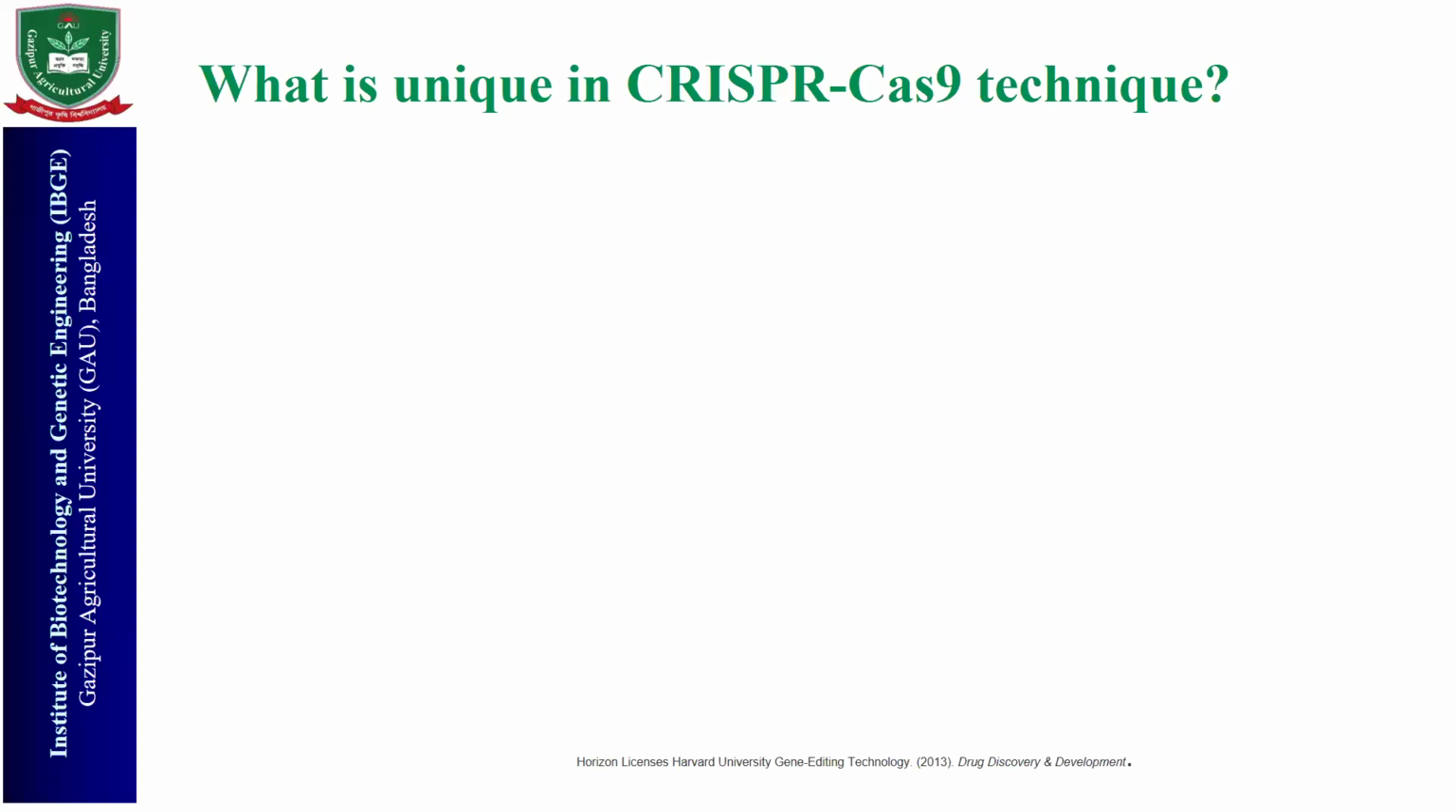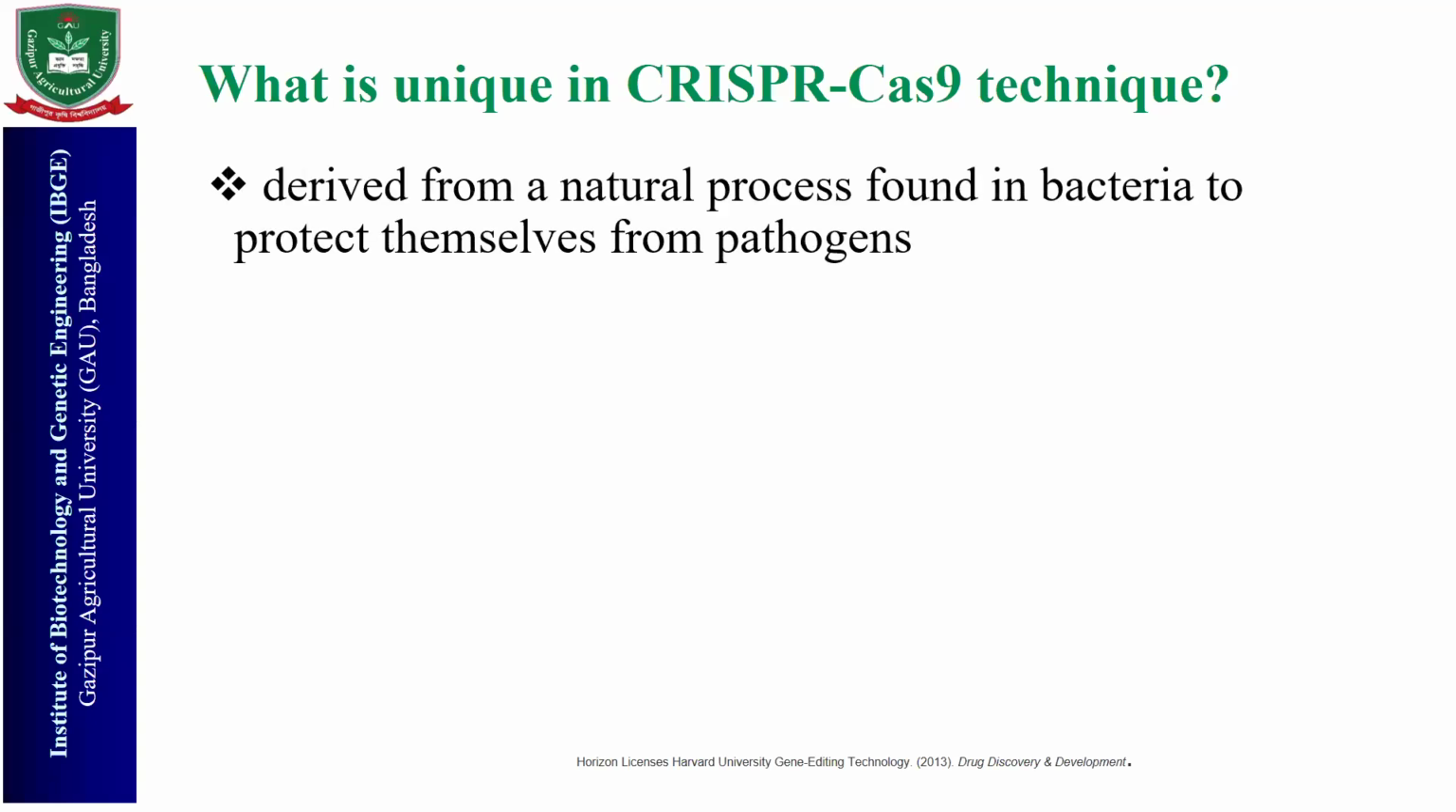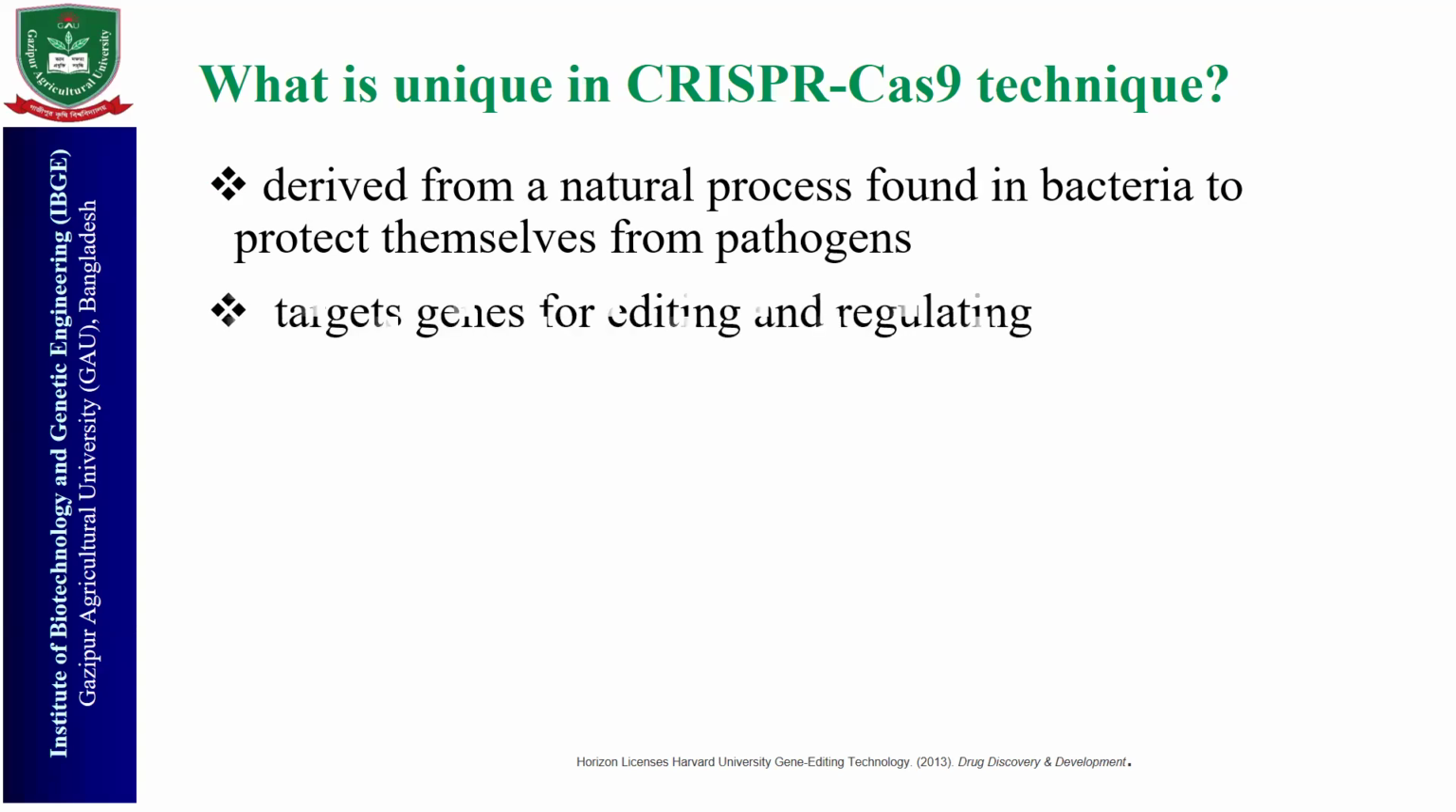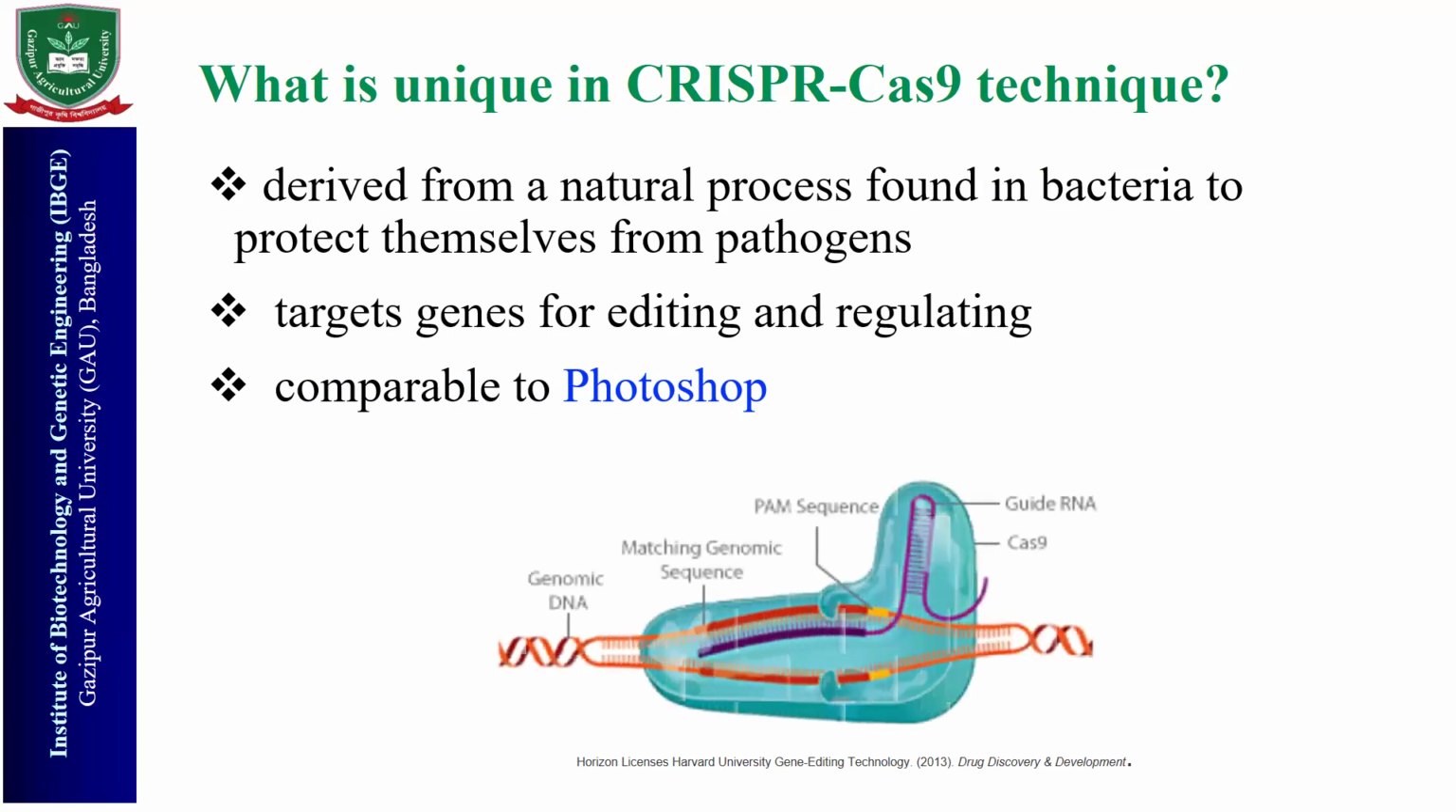So what is unique in the CRISPR technique? It is derived from a natural process found in bacteria or archaea to protect themselves from pathogens. This is a unique feature. The second is that it targets genes for editing and regulating. And the third one is that it is comparable to Photoshop. You can edit without any limitation of the organism and others, and it is very precise.